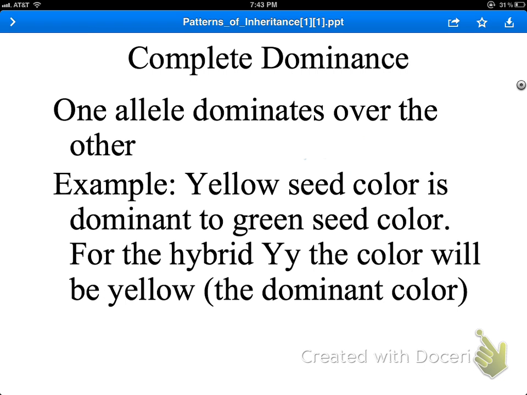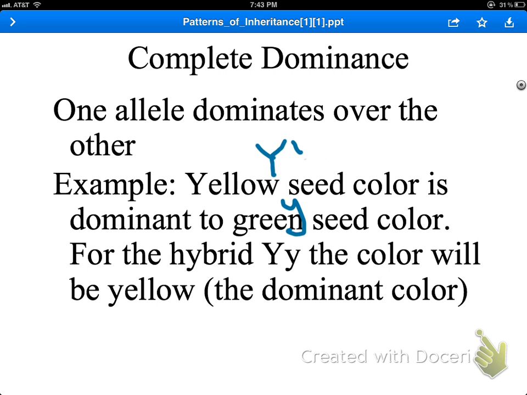Complete dominance, this is a review of what we did last chapter, is when one allele is completely dominant over the other. The example Mendel used was yellow seed color. So yellow seed color was dominant, and we used a capital letter to represent a dominant allele. It was dominant to green, so we used the same letter, but lowercase, to represent a recessive allele.